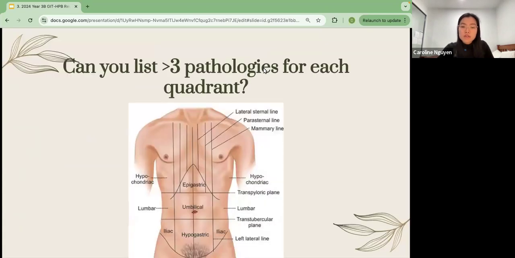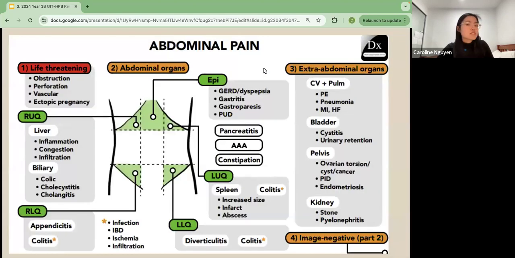First of all, for this exam, you should probably be able to recognize or list at least 3 pathologies for each quadrant. And you also need to consider situations where the condition is extra abdominal, for example, like a right lower lobe pneumonia causing right upper quadrant pain. So this is a schema I took from this site. It's also in the list that I gave before. They have really good resources, and this is one of them.